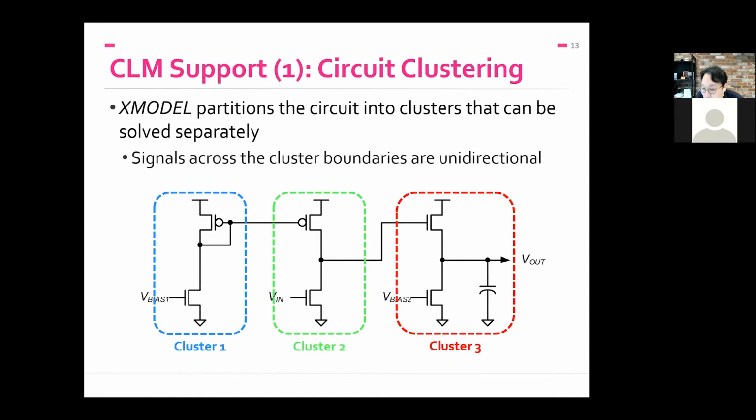Here's a question: how is the cluster boundary determined automatically? There are various graph analyses, for example, channel connected component analysis or strongly connected component analysis. Given the direction of influence from one component on the other, you can identify a cluster which only has components that are influencing each other in a bidirectional way. So X model uses one variant of those analyses that is suited for our application.